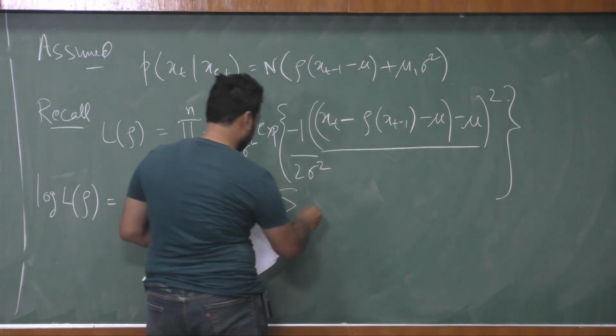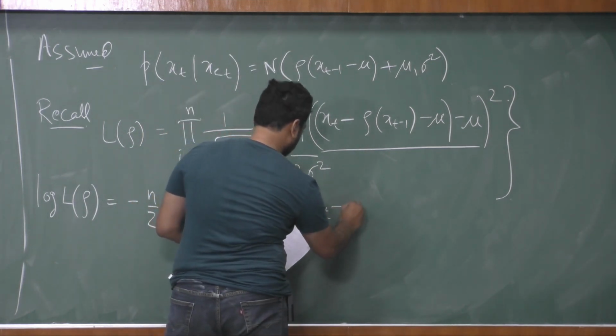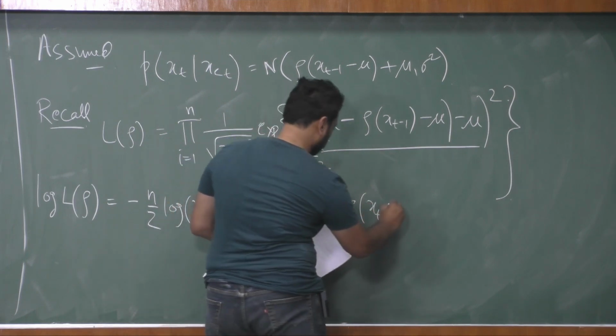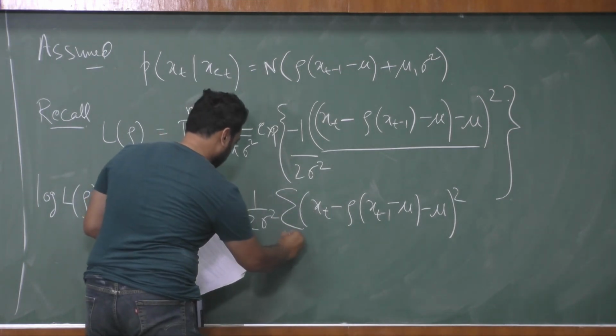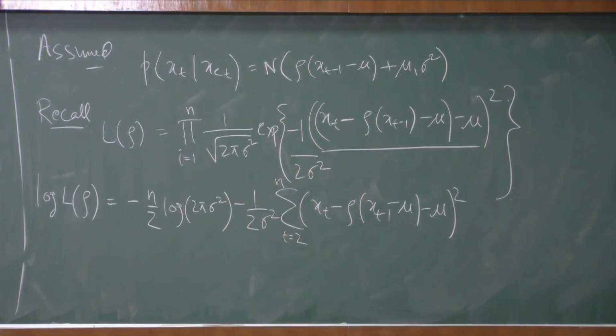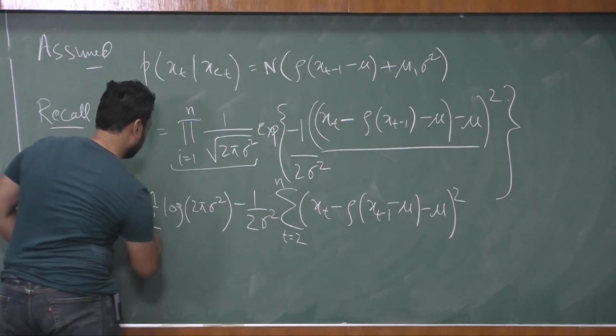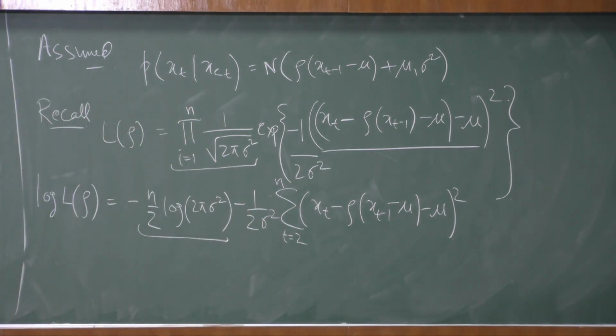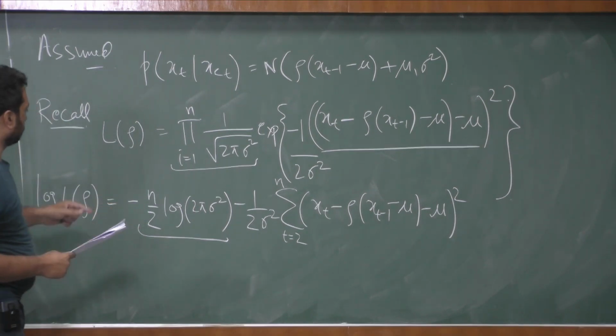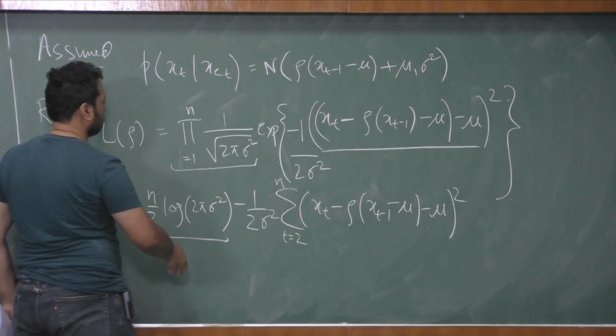So this is (xt - rho xt-1 - mu) whole squared, and this is t equals 2 to n. We have taken a log, and when we take a log, we have this term given by this, and then the log of the second term is given by this. And then we want to maximize this, and remember that this product is taken over t, so I think I should use a t here.